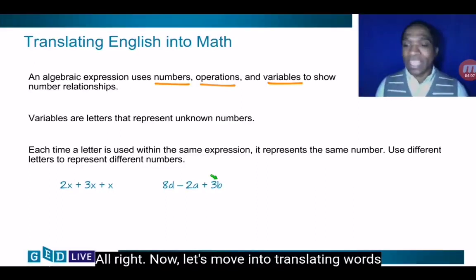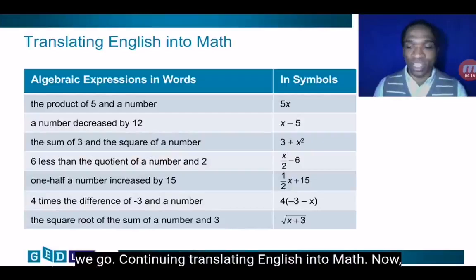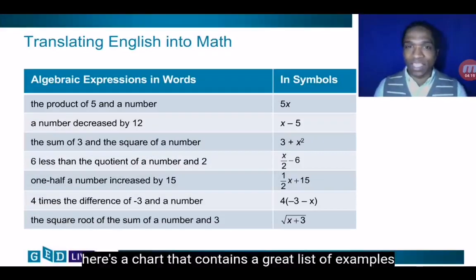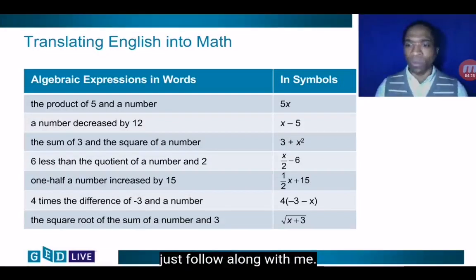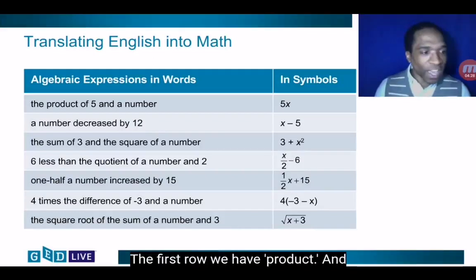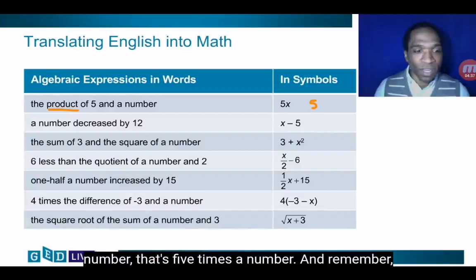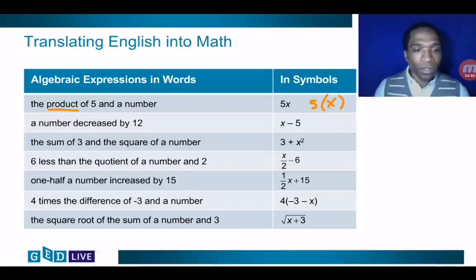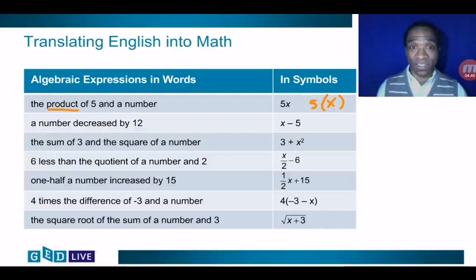All right, now let's move into translating words into algebraic expressions with symbols. Here we go, continuing translating English into math. Now, here's a chart that contains a great list of examples for translating. So I'm going to go through this carefully. Just follow along with me. The first row, we have product. And product means multiply. So if it's product of 5 and a number, that's 5 times a number. And remember, if you want to represent something unknown, give it a letter, give it a variable. So 5x is the same as 5 times x.